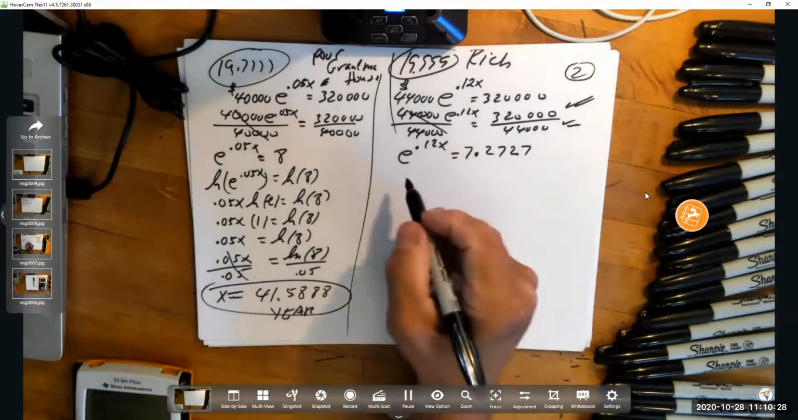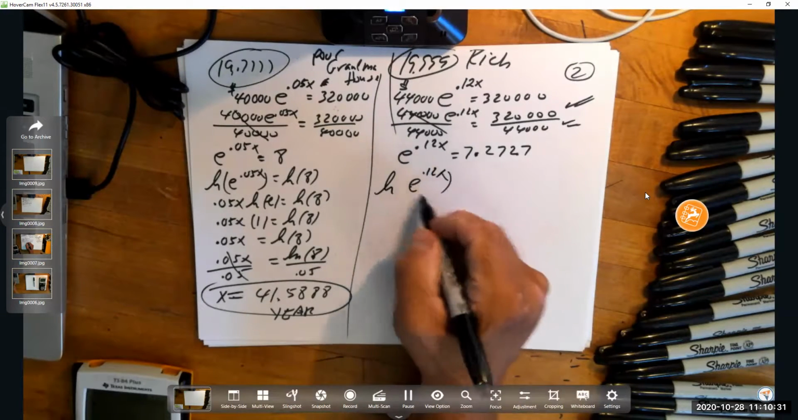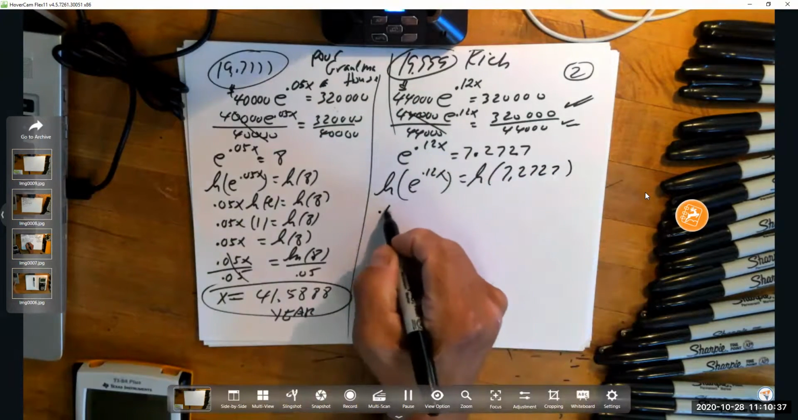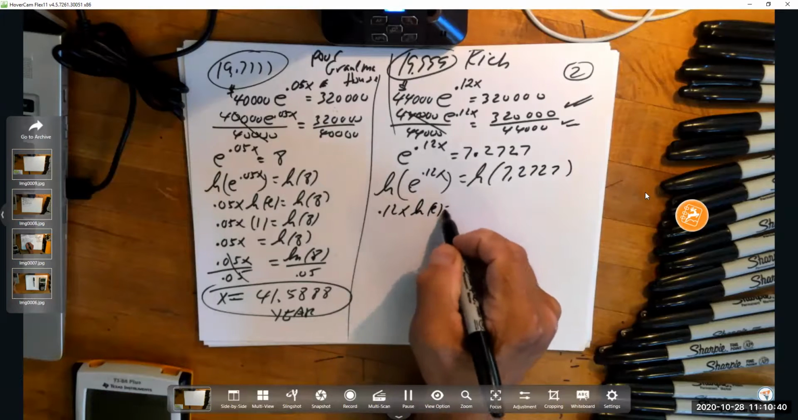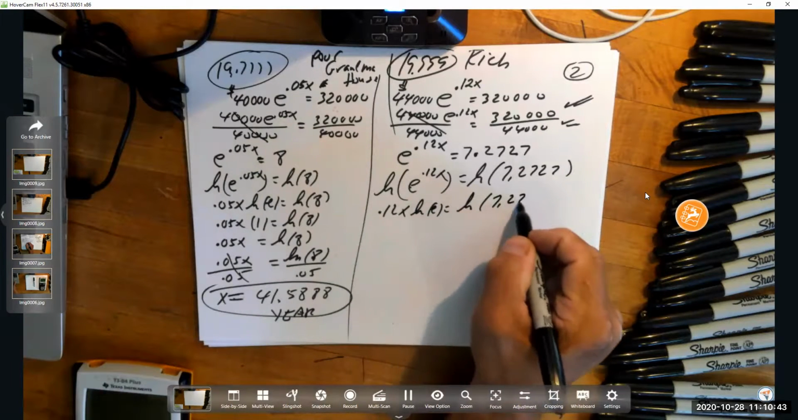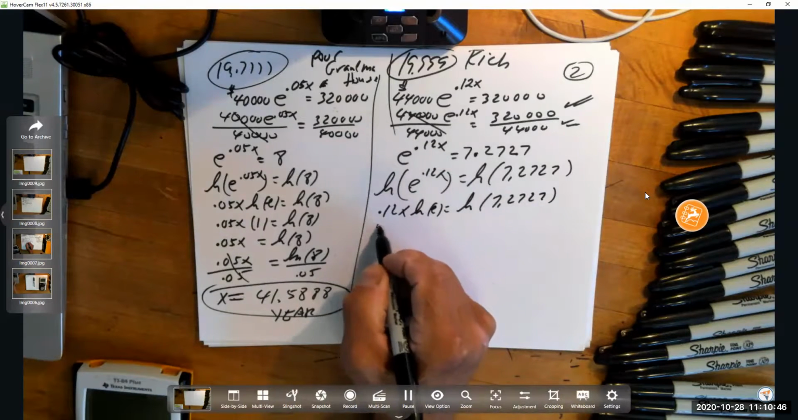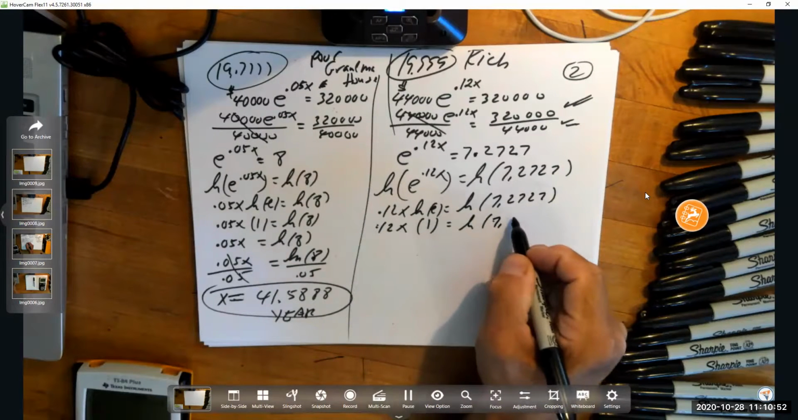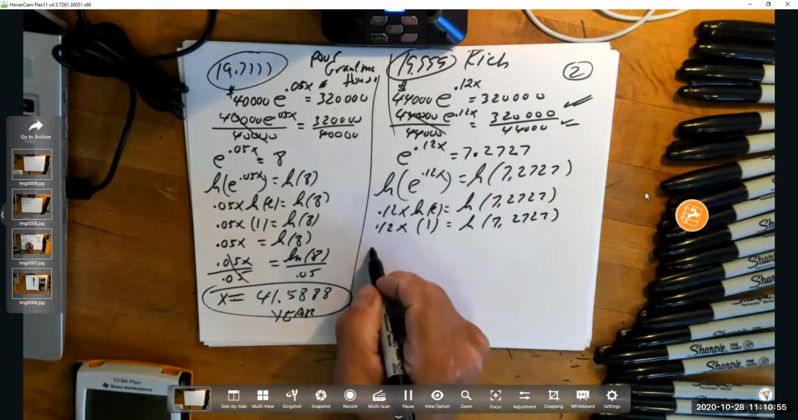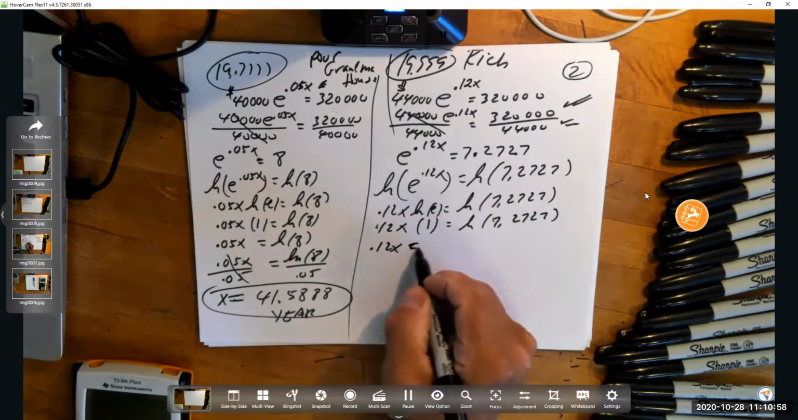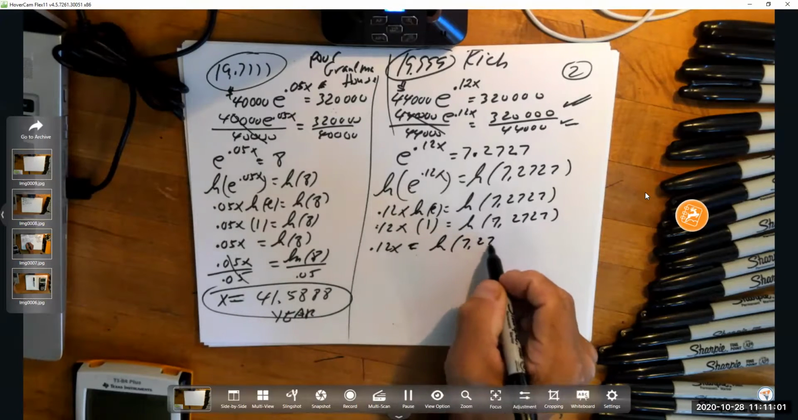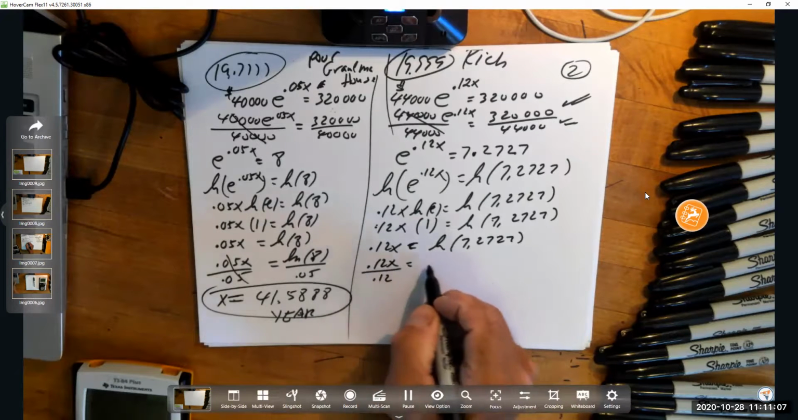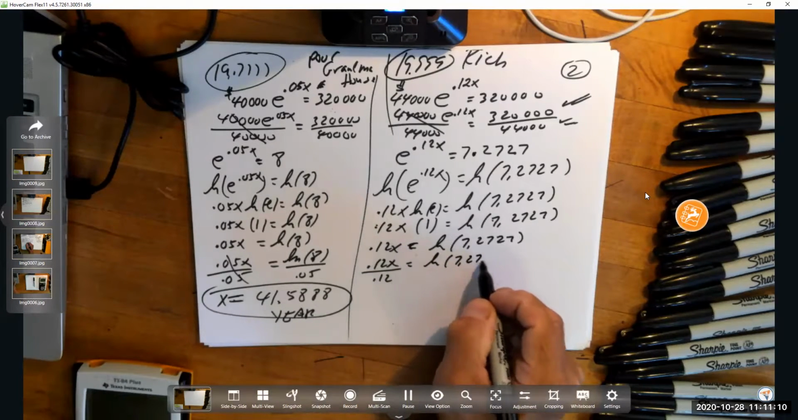All right. So now we're gonna do ln on both sides. Take ln on both sides like this. 7.2727. So 0.12x times ln of e equals ln of 7.2727. So 0.12x, and this is a 1 always. So 0.12x equals ln of 7.2727. So now I'm going to divide this side by 0.12. And I'm going to divide this side by 0.12.